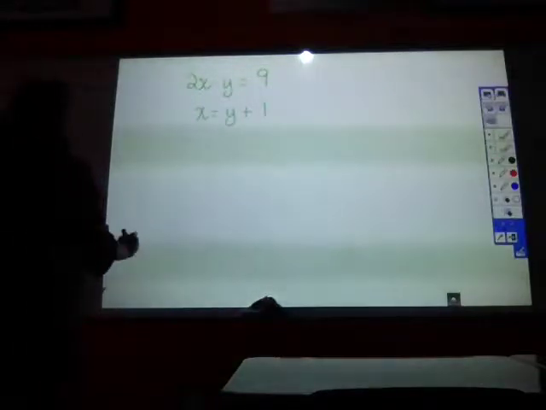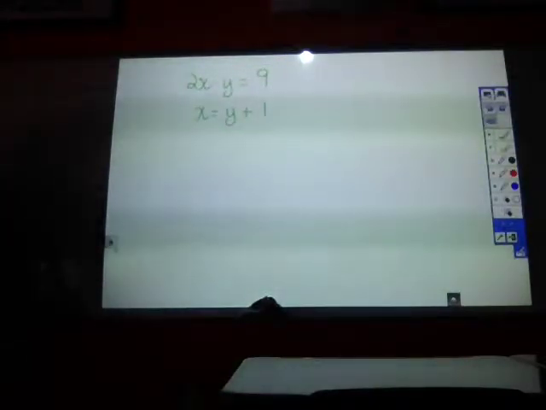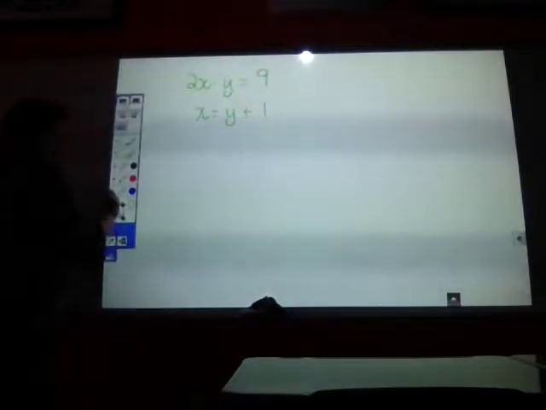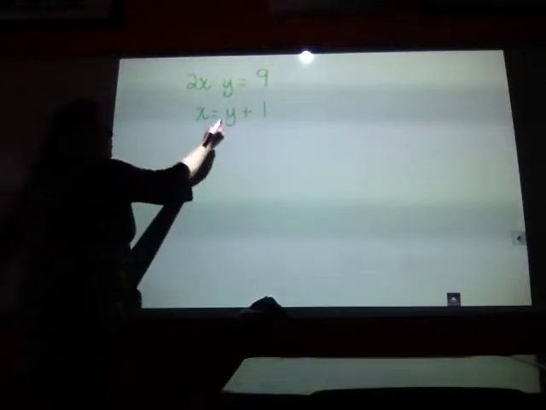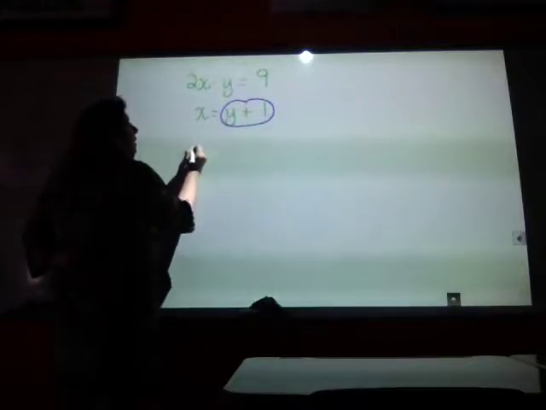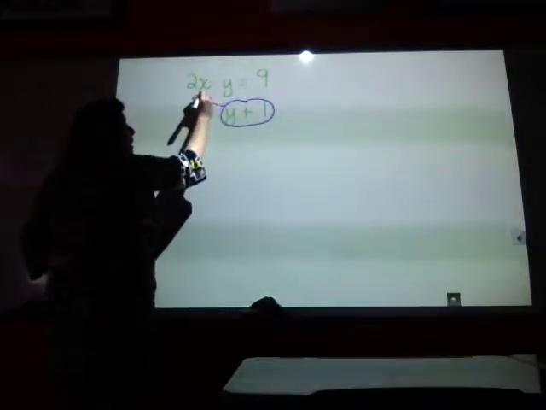So what is the first thing that we need to do? We need to get one equation solved for a variable. Done, or we have to work it out? Done. All right, so which equation are we going to use? The second one. And we're going to put that equation where? In the first one for x.